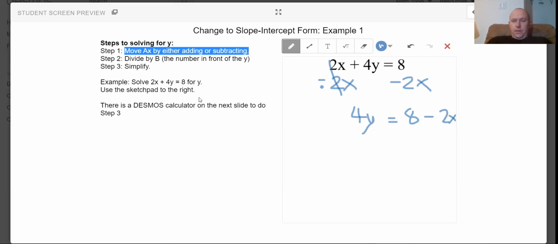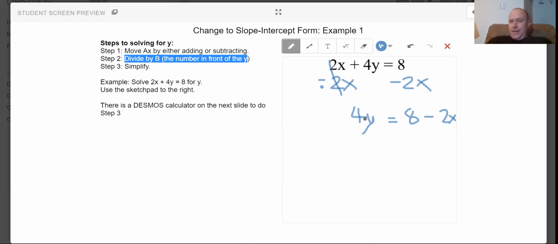Now, I don't want 4y though, I just want y. So it says divide by b, the number in front of the y. Remember what it means when they're next to each other: it means I'm multiplying. So the opposite of multiplying by 4 is to divide by 4. In theory, I should put the whole thing divided by 4, but it's easier just to divide each term by 4, and then I don't miss any of these answers.